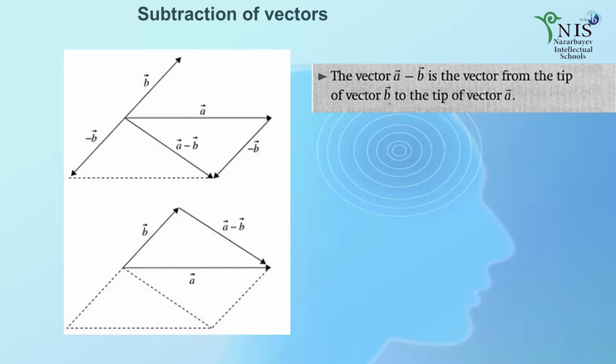Subtraction of vectors. Subtraction is similar, but you change the direction of the initial vector B to the opposite side, and you can find minus B with the same length. Follow the same procedure, and the vector A minus B is the vector from the tip of vector B to the tip of vector A, as you can see in this picture.